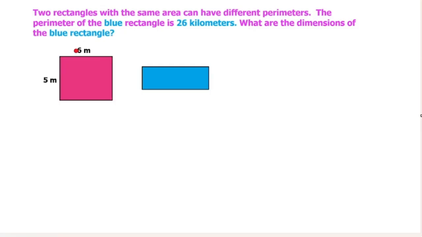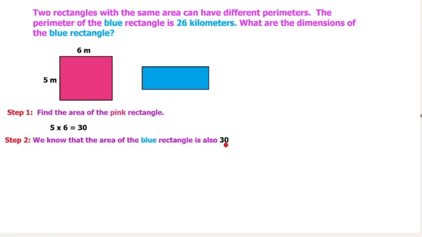So we know that these both have the same area, but the perimeter is different. So let's try to figure this out. Step 1. Let's find the area of the pink rectangle. The area of a rectangle is length times the width, which is 5 times 6 for this one, which equals 30. Now, we know that the area of the blue rectangle is also 30. Okay? So we can make a list of dimensions that give an area of 30.